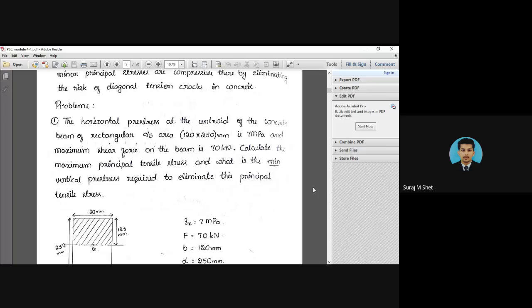So I'll solve the module 4 problem. I'll first read the problem.